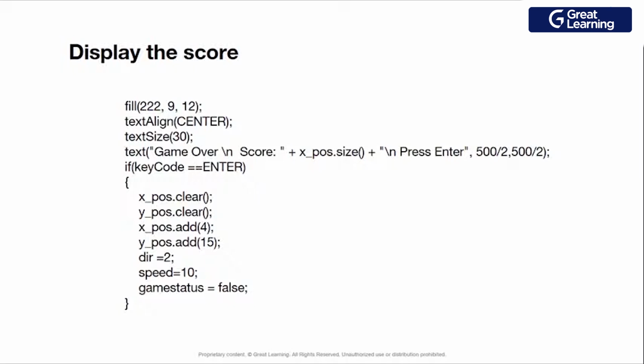The two arrays, that is the x values which were present in the array, we will clear that array. The y positions which were present in the array, we will clear that, because we have pressed enter, right? Enter key is pressed. So we are repeating the same process again. Then we are adding the starting index, that is wherever the first position of a snake is present, at 4 and 15, right? Then the direction, and then the speed of the snake. Then the game status will again be false, so that we can run this thing again. Now let's try to implement this thing together.